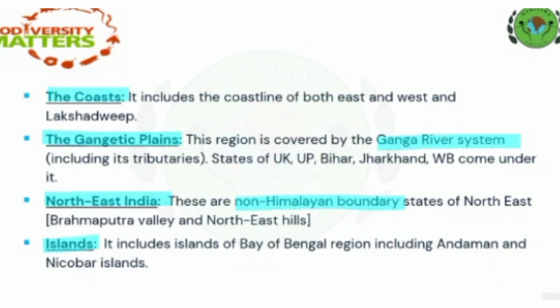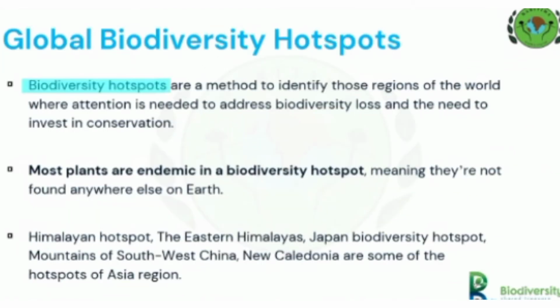Now, global biodiversity hotspots. Biodiversity hotspots are a method to identify those regions of world where attention is needed to address biodiversity loss and the need to conserve it. Basically, those species are kept there which are very less in number in the whole world. Most plants are endemic in a biodiversity hotspot, means they are not found anywhere else on earth. Some hotspots of Asia region are Himalayan hotspot, the Eastern Himalayas, Japan biodiversity hotspot, mountains of southwest China and New Caledonia.